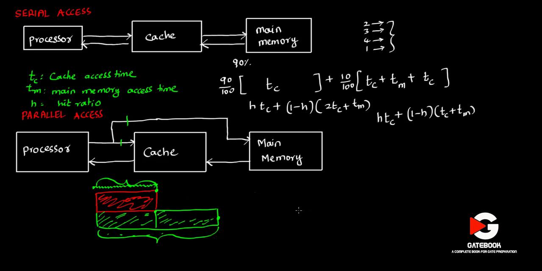Now let us look at the average access time formula. Here it would be h into, when there is a cache hit, what happens? We simply access this, right? So h into Tc. Plus when there is a miss. Now for that you should know the story, what is exactly happening.